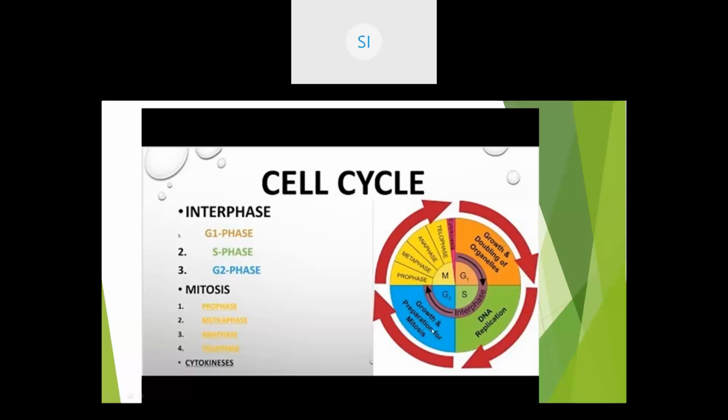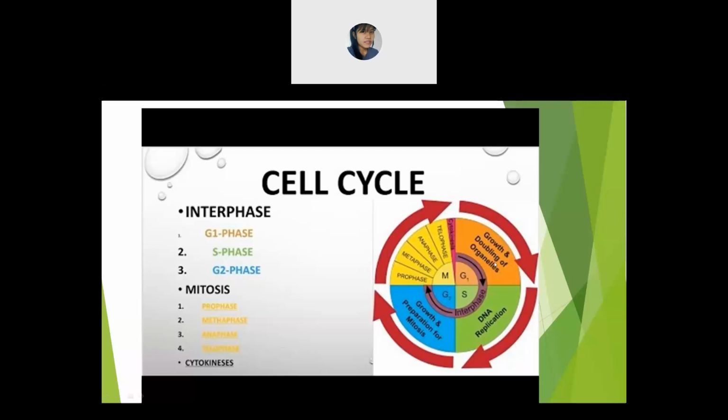G1 phase, S phase, and the G2 phase. Are you clear? Ma'am, explain again. Okay. Yes, ma'am. So in this cell cycle, what you will get? You will get interphase. Okay. So in this interphase, what you will get? Under this interphase, also known as the resting phase, or preparation phase, means they will prepare themselves in order to enter into the next phase.